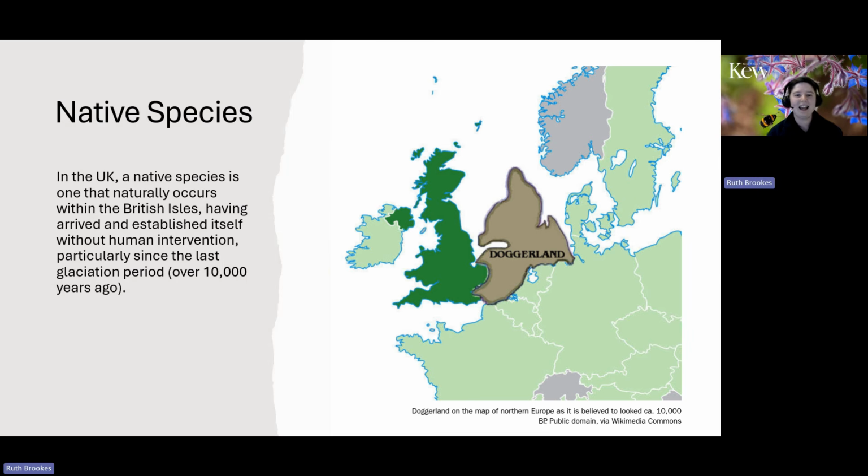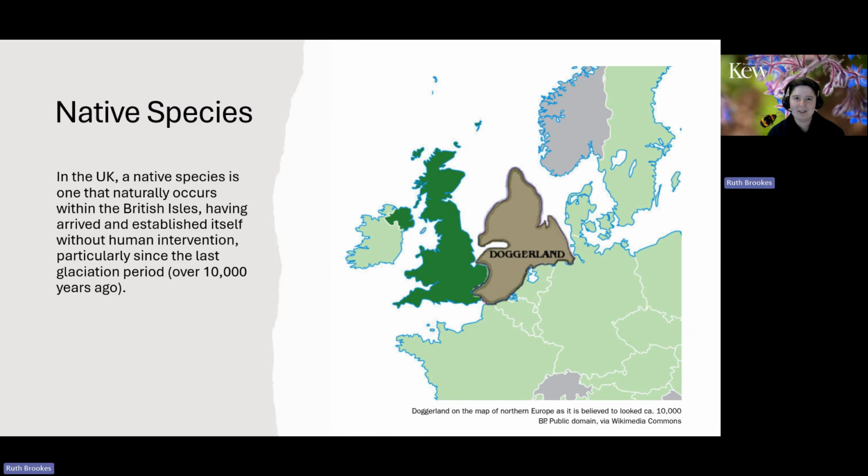I think it's an interesting one because in continental Europe, there's less of a distinct divide between natives and non-natives. Because the UK is an island, we can almost put it to a year in the past where we stopped having plants making their own way to the UK. So that is the basic definition.